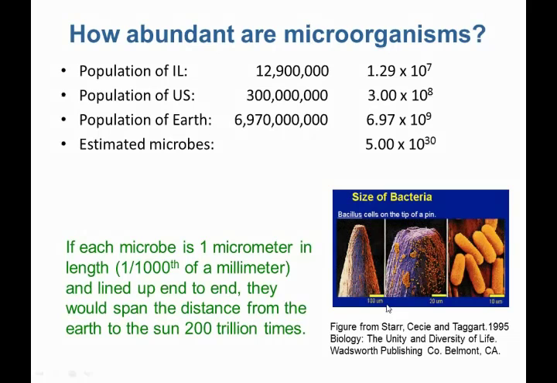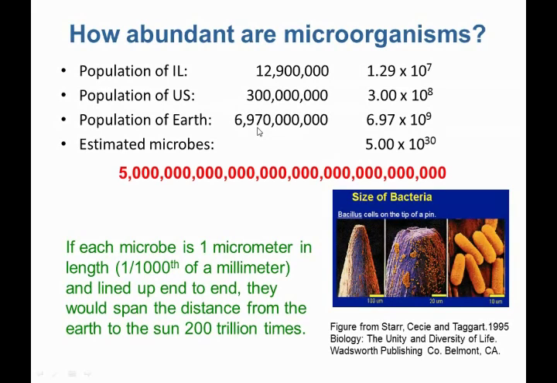And then just a few numbers here for abundance. These numbers are hopefully close to accurate. The population of Illinois, we're nearing 12.9 million. The U.S., we're at 300 million. Earth, we're at 6.9 billion. And then estimated microbes, what's 10 to the 30th? A nonillion or something like that. And I think that might be accurate. I think I might have 30 zeros there, give or take.